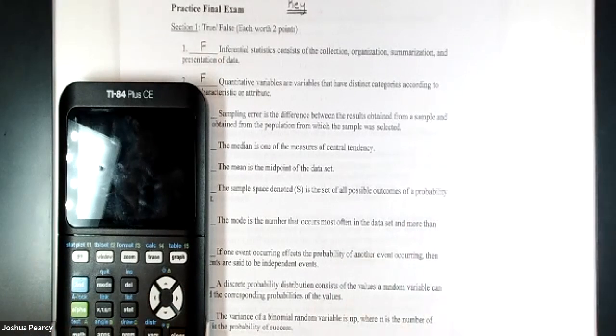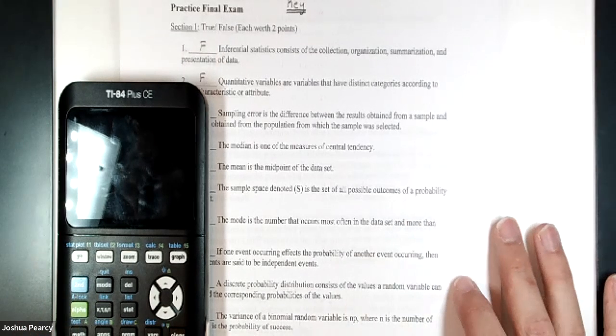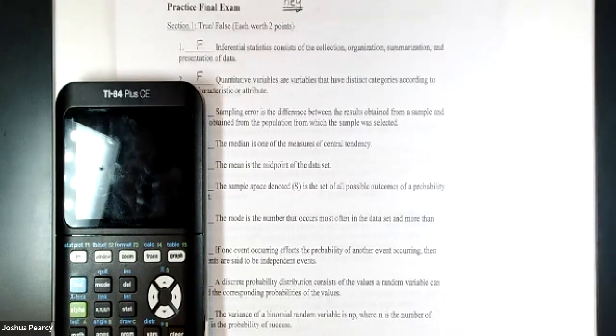Sampling error is the difference between the results obtained from a sample and obtained from the population from which the sample was selected. That's true. That's just the definition of sampling error. The median is one of the measures of central tendency. True. What are the three measures we talk about? Mean, median, and mode, and one that we often don't talk about is the midrange. So know about that too.